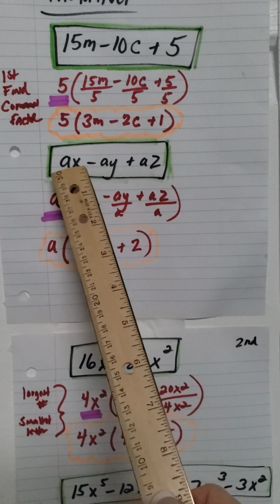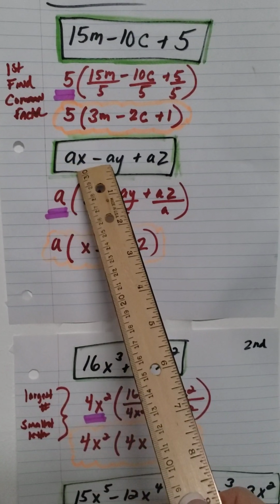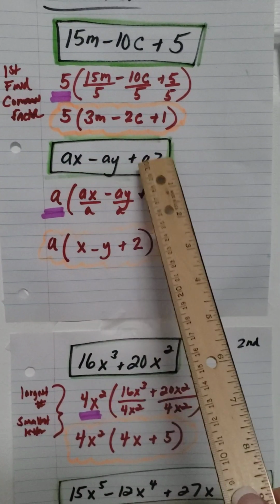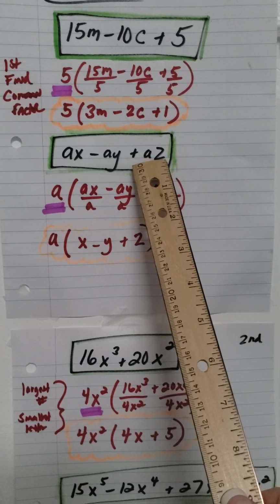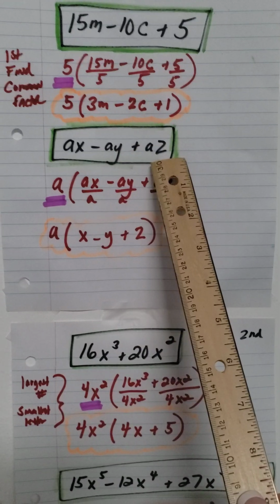Well, the second one here, it doesn't have any numbers other than a 1, right? There's a 1 in front of the a, there's a negative 1 in front of that a, and there's a 1 in front of this a. But they all have the same letter in common, right? This has an A, this has an A, and this has an A.